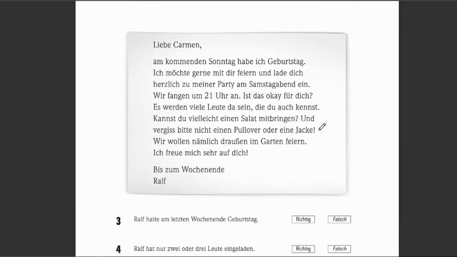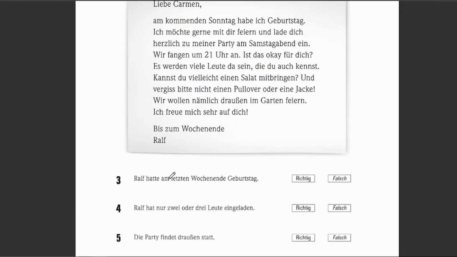Let's go to the next one. Liebe Carmen. So even before reading this, I would suggest read the questions so that you could even mark down where you have to find the answer. You can maybe underline in your question paper so that you know. So here, Ralph hat am letzten Wochenende Geburtstag. So we have to find out when this guy Ralph had a birthday. Was it on last weekend or not is the question.